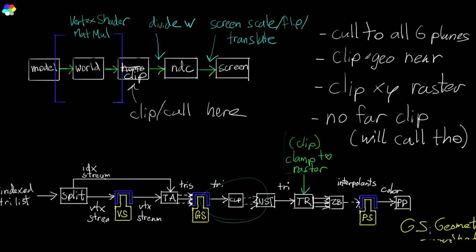So, final recap before we get to the code. For each triangle, we cull against all 6 planes, then we clip geometrically to the near plane. When we're doing our rasterizer, we clip to X and Y, meaning we clamp, and we're not going to do any far clipping, but we will be doing far culling. So some triangles will have a vertex or 2 that's sticking a little out past the far plane, but it shouldn't cause us any problems.